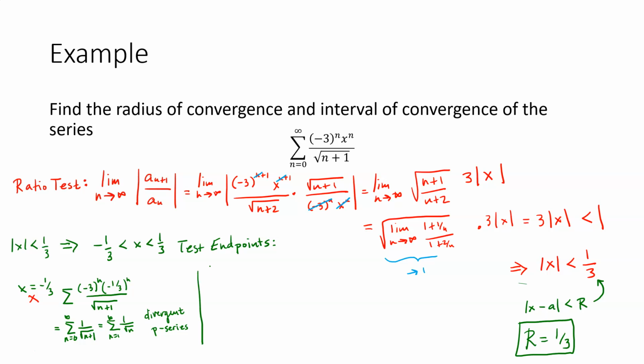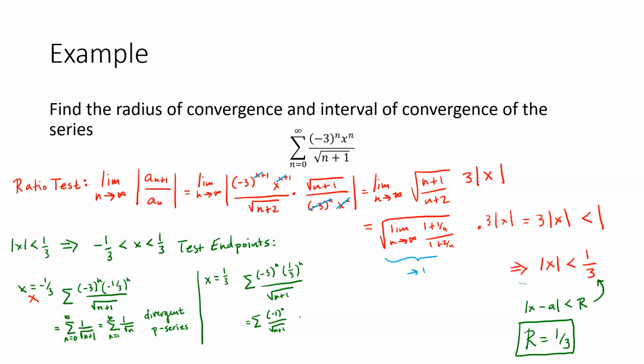Let's test the other endpoint, at x equals +1/3. So here we get the series (-3)^n times (1/3)^n over the square root of n plus 1. Here when I multiply -3 times 1/3, we get -1. So this will be (-1)^n over the square root of n plus 1.